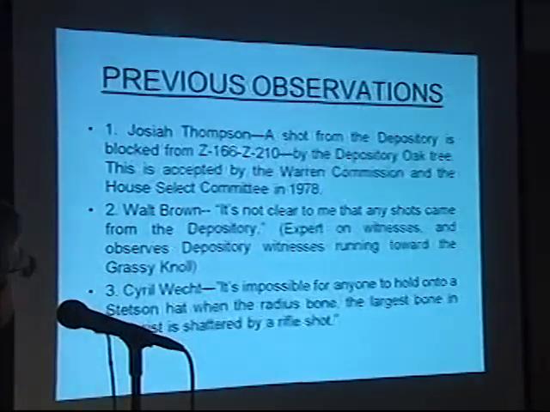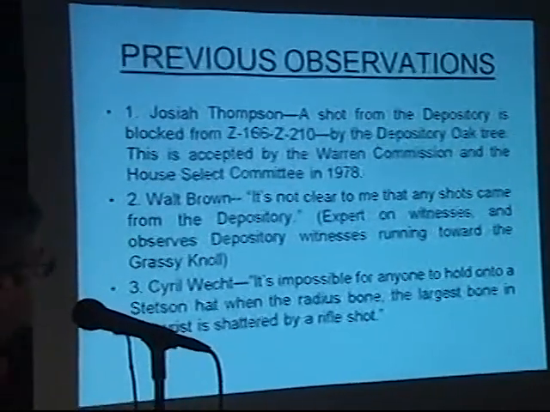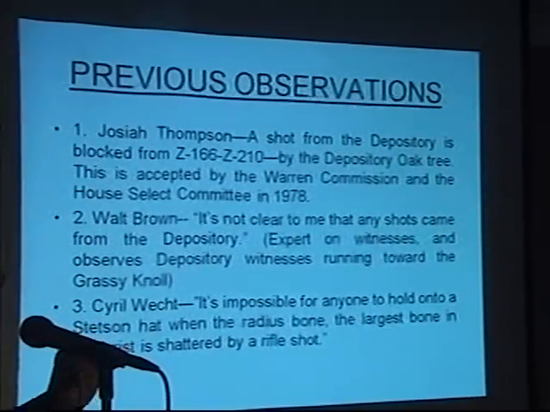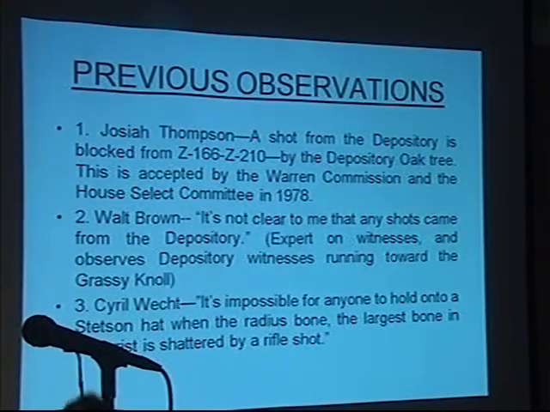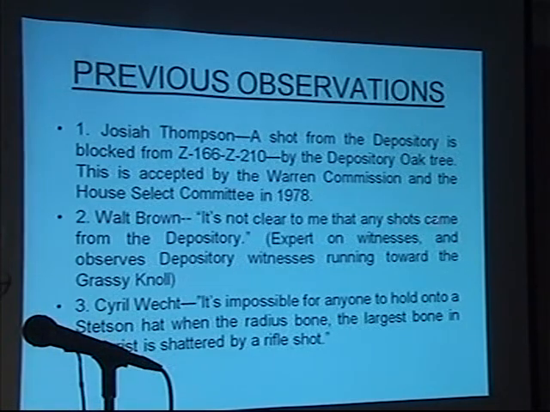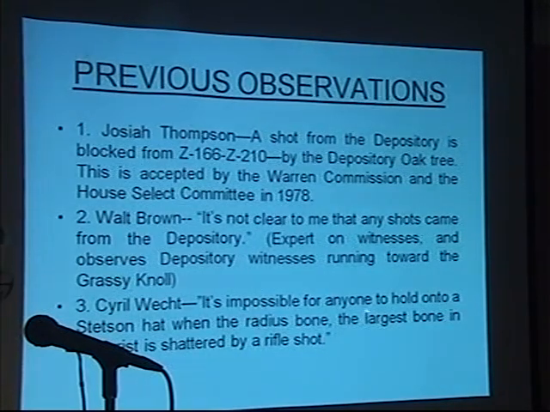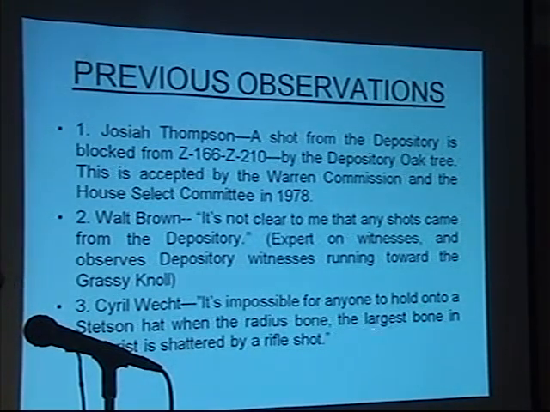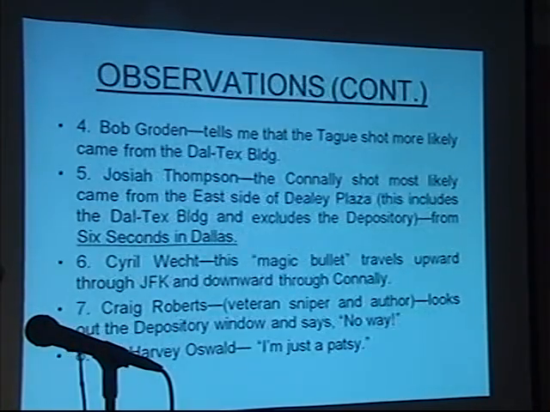Josiah Thompson and others pointed out that the oak tree blocks shots from 166 to 210 as viewed from the 6th floor window, and that was also established by the Warren Commission. Walt Brown, a researcher, makes the observation from looking at photographs of the witnesses in front of the depository that it's not clear that any shots came from the depository. What do the witnesses do in front of the depository? They run to the grassy knoll. Cyril Wecht points out it's impossible to hold on to a Stetson hat when the radius bone, the largest bone in the wrist, is shattered by a rifle shot, as the single bullet theory argues. Next slide.